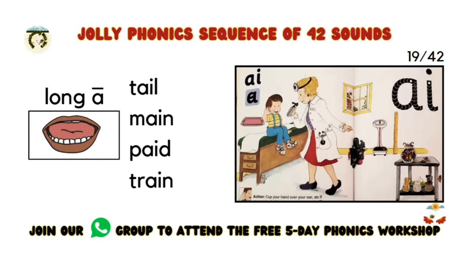First long vowel sound. This is the long vowel A. What did you say? A as in say, right? A as in tail, main, paid, ate. This is a long vowel sound and it is also a diphthong.